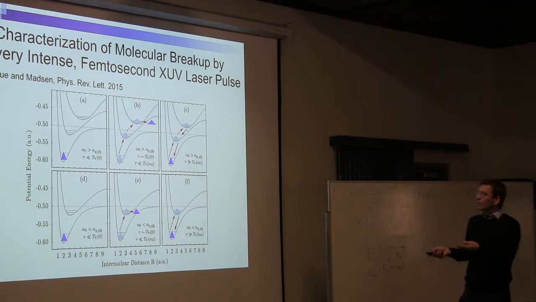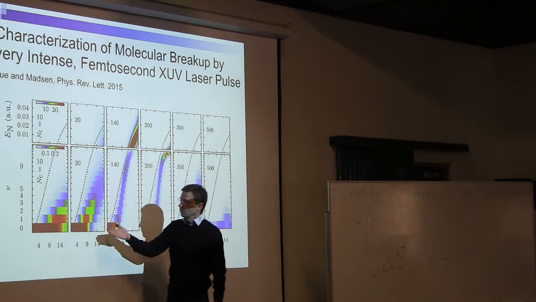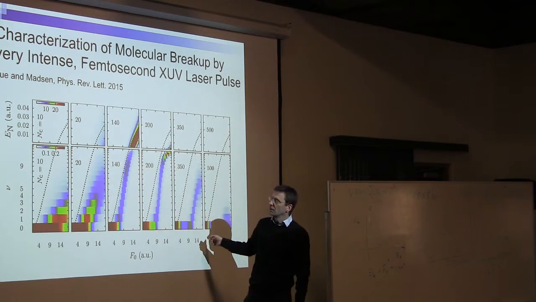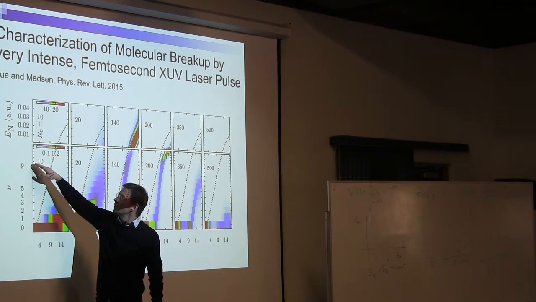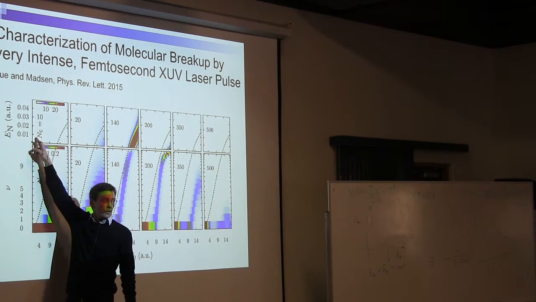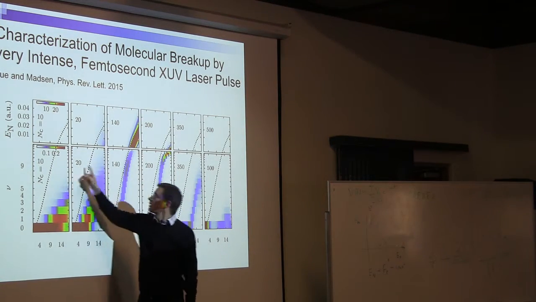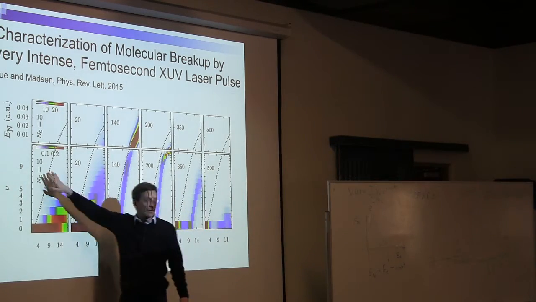And this model comes out from the TDSE calculations, where we show, again, field strengths on the x-axis, and then here we show vibration quantum numbers for the bound state and the nuclear kinetic energy for the continuum states, and we do this for different cycles. Very long cycle, very short cycle.